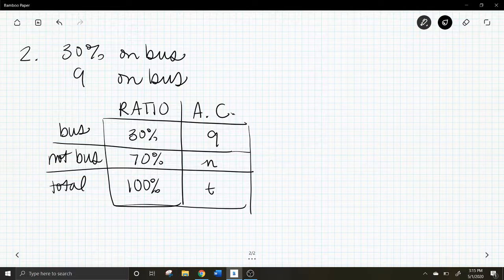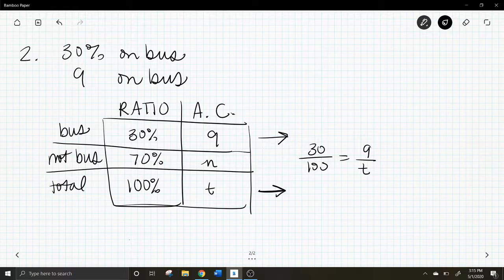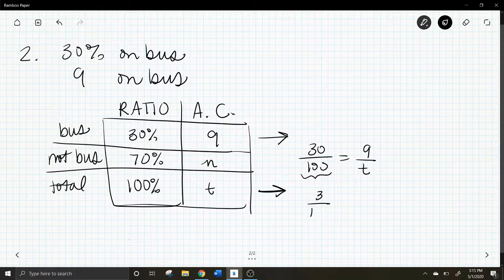They're asking you how many students were in the class. So they're asking you for the total. Remember, the other thing you do is you look for the row that's completely filled out, and that would be our top row here. So we're going to take those numbers out and create a proportion. So 30 over 100 equals 9 over T. So to solve a proportion, we have to cross multiply, but remember, one good step to do first is to simplify any of your ratios if you can. So 30 over 100 can become 3 over 10.